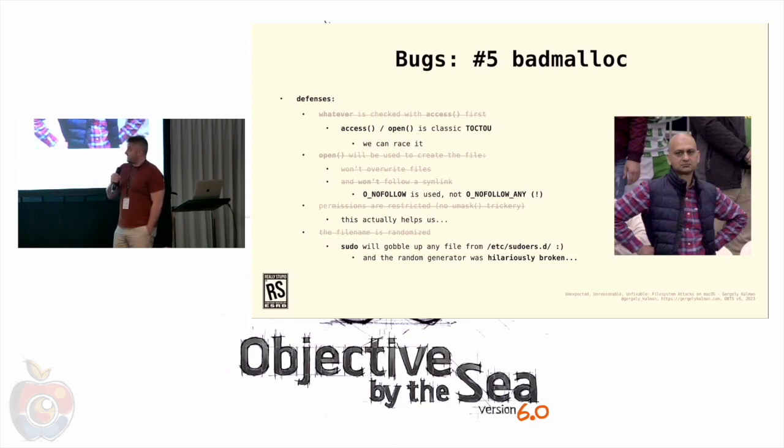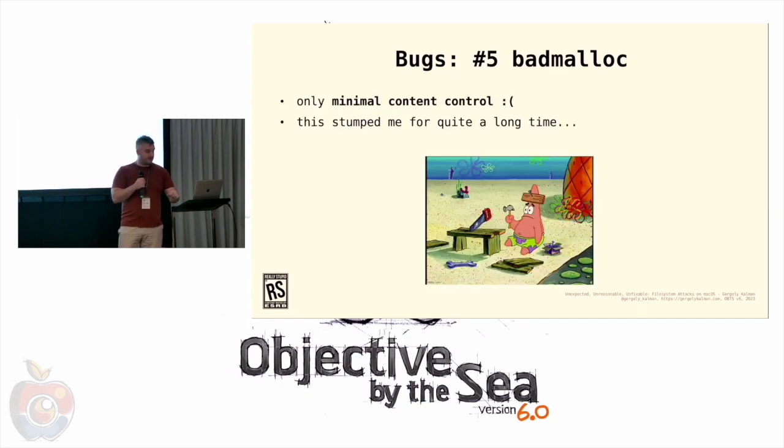O_NOFOLLOW is used and not O_NOFOLLOW_ANY. The permission restriction is actually going to help us, and the reason it will is because sudo will couple up all these files. However, it will check the permissions. So if the permissions are not right, it's going to refuse to work with it. But malloc stack logging happens to line it up correctly. And the random generator was hilariously broken. I will have a blog post about that. But it's not really important because the file name, as I said, doesn't matter because sudo is our friend.